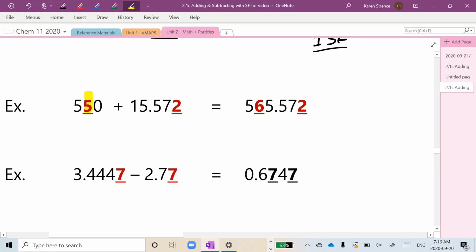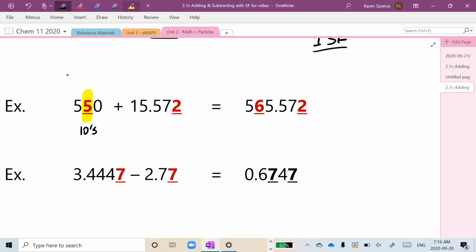All right, 550 though, the uncertain digit is the 5. Remember, if we had wanted the uncertain digit to be the 0, we would have had to write it as 550 with a decimal there. But because there is no decimal, the 0 is not a significant figure. Okay? So our uncertain digit is in the tens position.